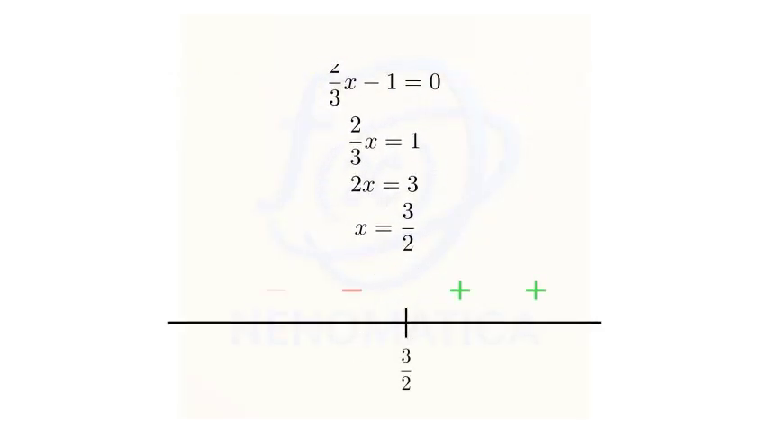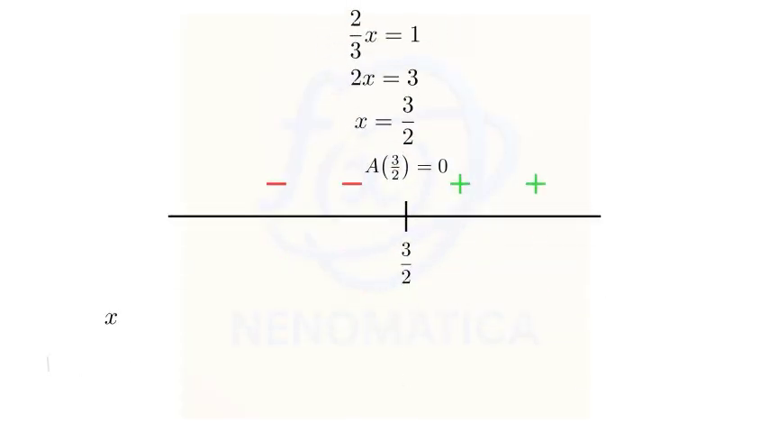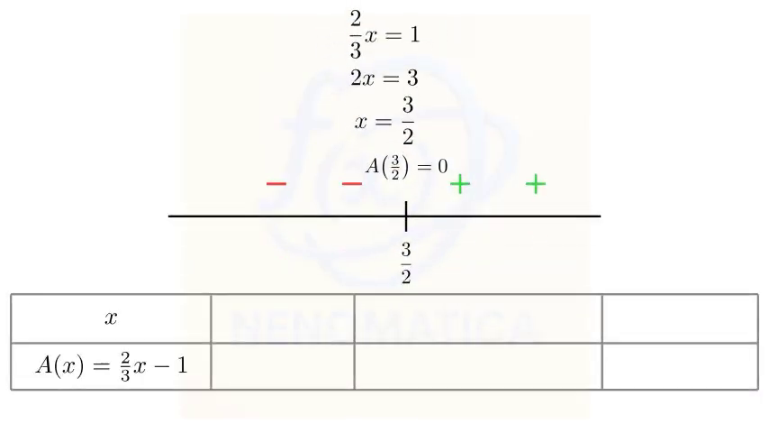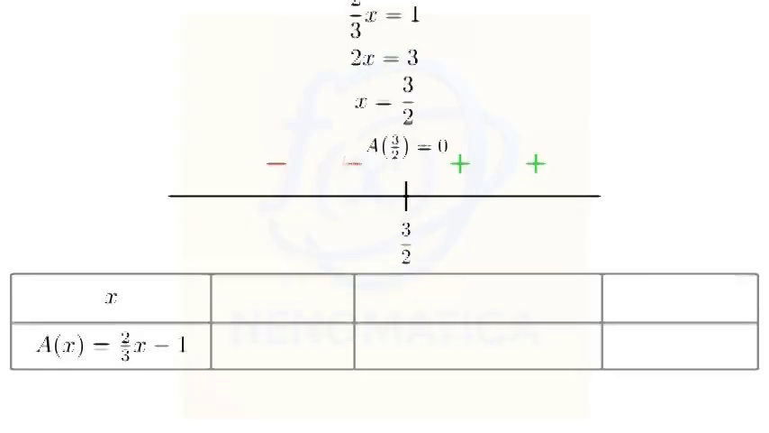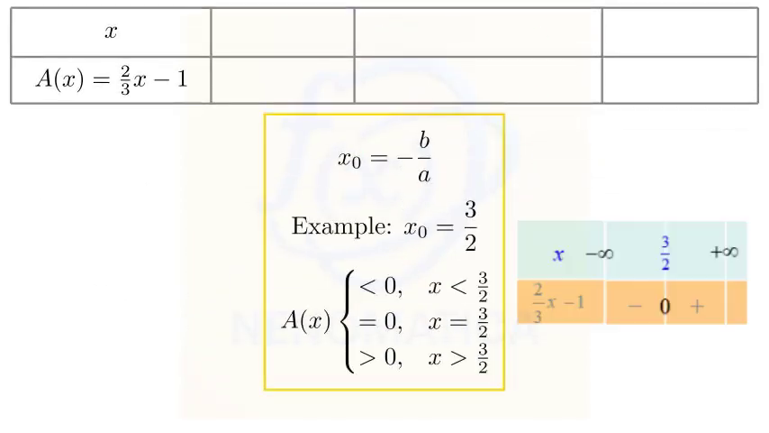Now, draw a number line for this example. Place a tick at x equals 3 halves, where the expression is 0. Because the coefficient a equals 2/3 is positive, the expression is negative to the left and positive to the right of the root. We can summarize the behavior in a tiny sign table. From left to right, the expression is negative, then 0 at 3/2 and positive afterwards. Final summary. For a linear expression, ax plus b, the 0 occurs at x equals negative b over a.